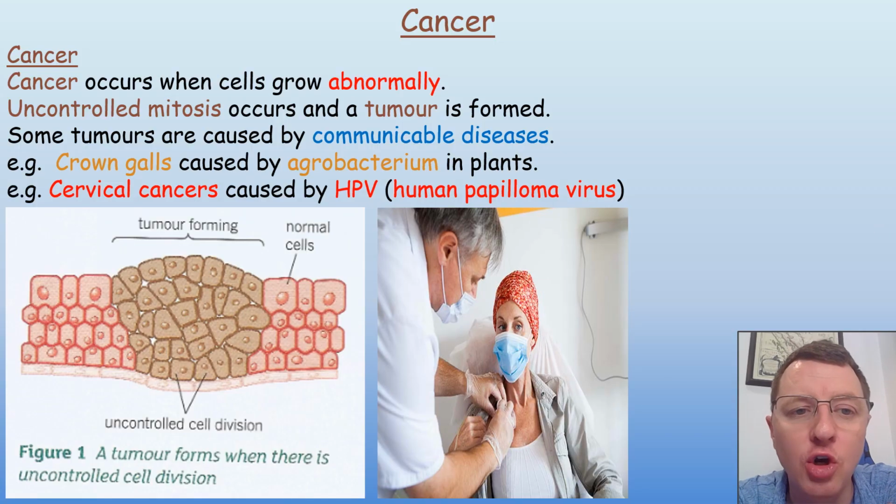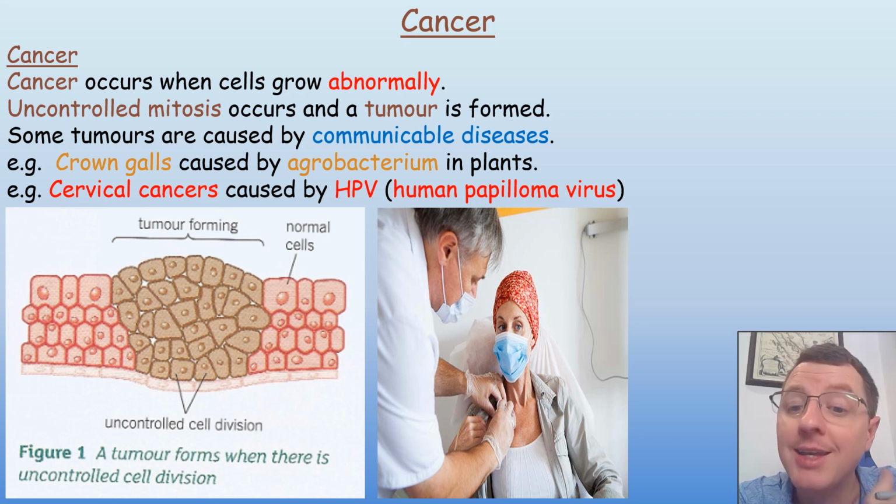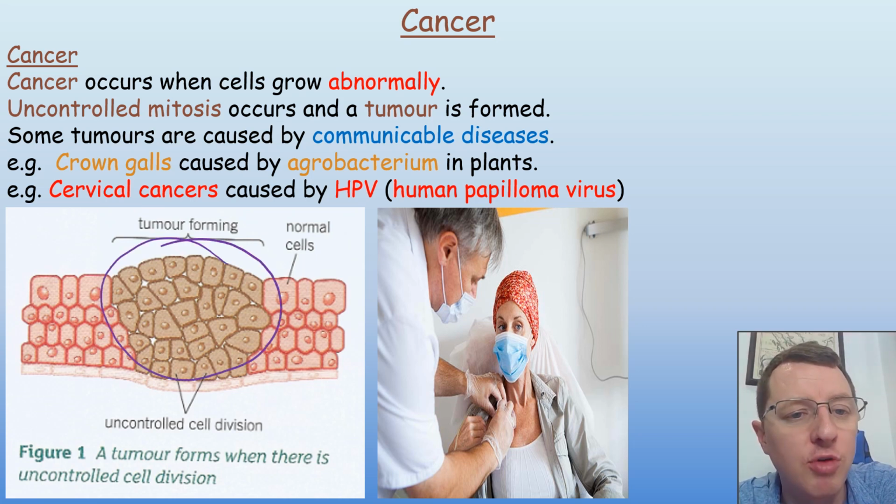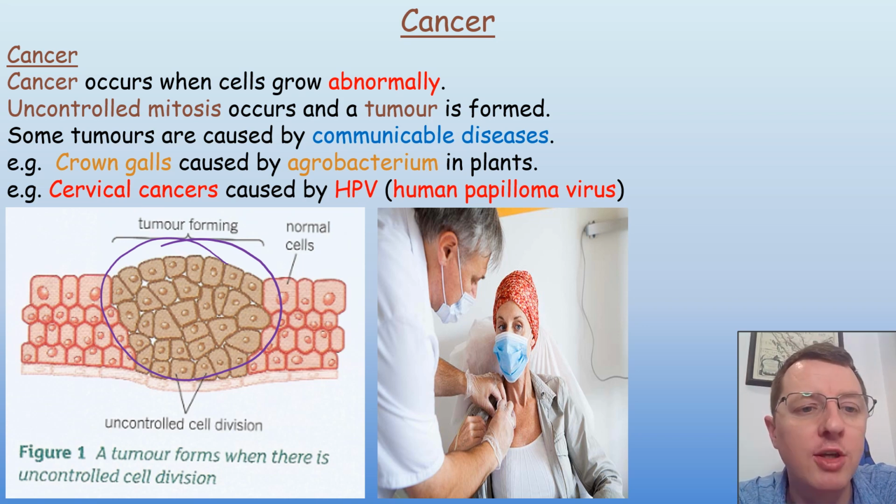So cancer occurs when cells grow abnormally. The cells undergo uncontrolled mitosis and form a tumour. This means that the cells are going through mitosis, and instead of stopping and carrying out their normal function, they re-enter mitosis straight away. So a cell will divide and then divide again and divide again, forming a mass of cells dividing uncontrollably, which we call a tumour.